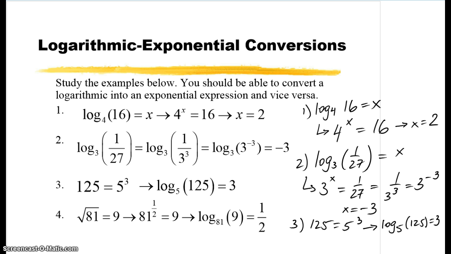Likewise, for the last equation here, number 4, we have the square root of 81 is equal to 9. Okay, this could be rewritten as 81 to the 1/2 power. That's what they have right above. 1/2 represents square root, remember, equals 9. Or you could say log base 81 of 9 equals 1/2, because this last log expression means 81 to what power will give me 9.